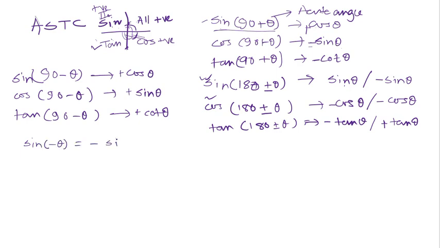Minus sine theta, because sine is negative in the fourth quadrant. If I ask for cos minus theta, it is very simple, correct? I don't need to remember anything. I just have to visualize this ASTC rule and these different coordinates. If I remember the ASTC rule, I can make out everything. Cos minus theta is nothing but cos theta, because cos is positive in the fourth quadrant.